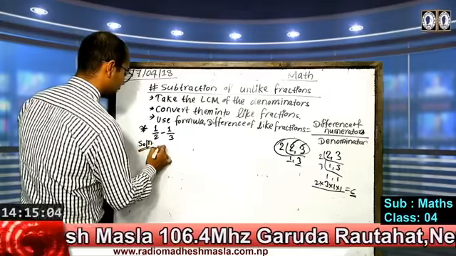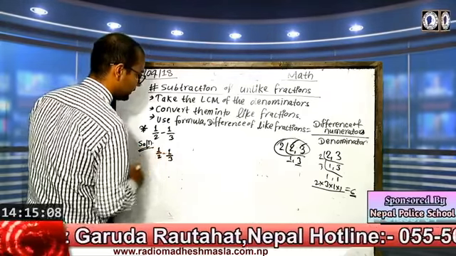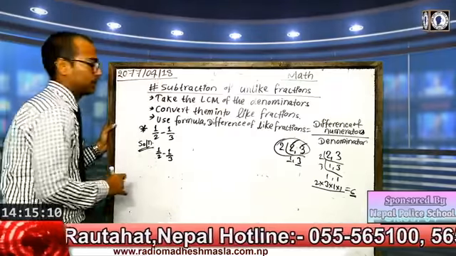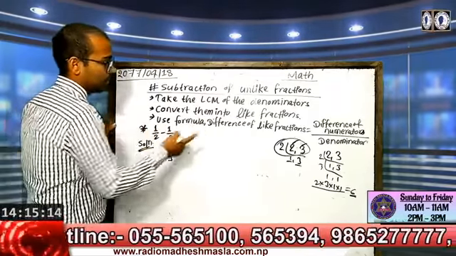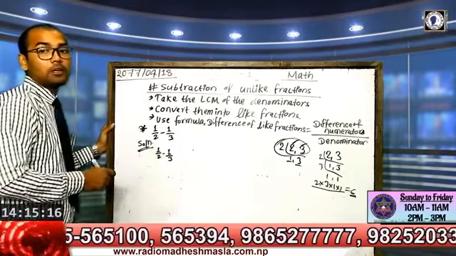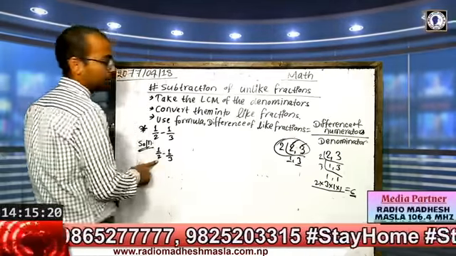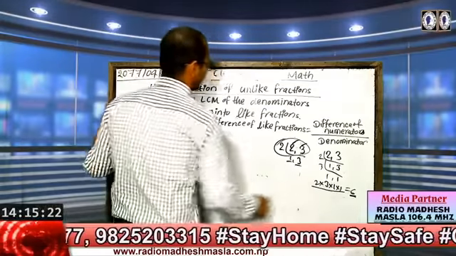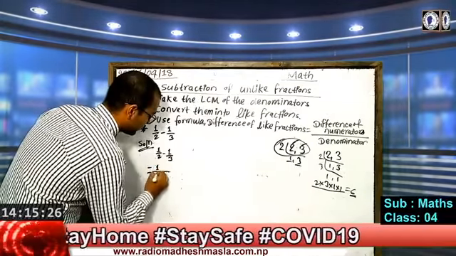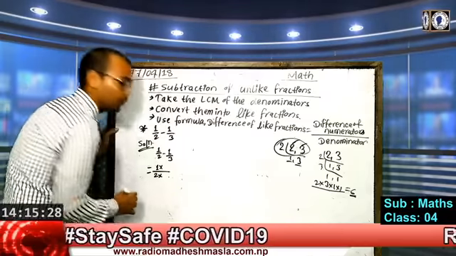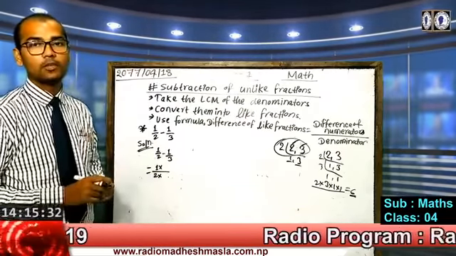Solution of 1 by 2 minus 1 by 3. Here, first we need to convert them into like fractions by making the denominators equal. So we should make the denominators equal to 6. So here we should do like this: 1 by 2 into, by what number should 2 be multiplied to be 6? First we need to find that.